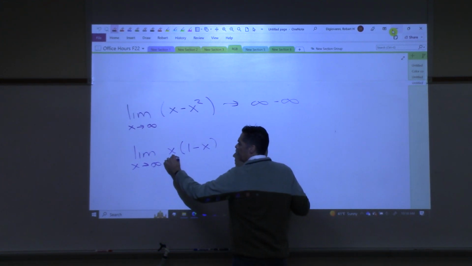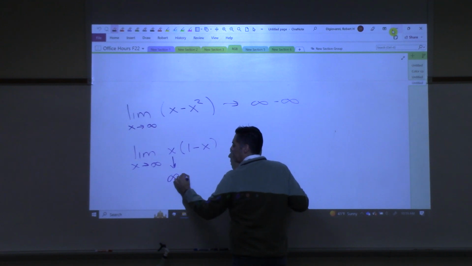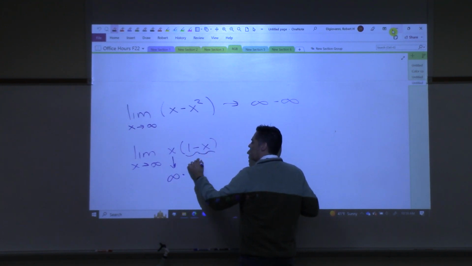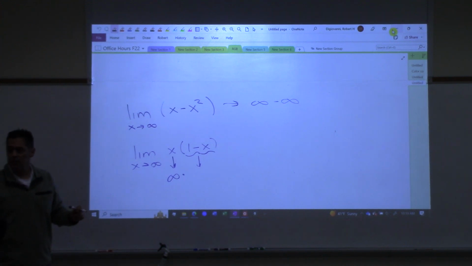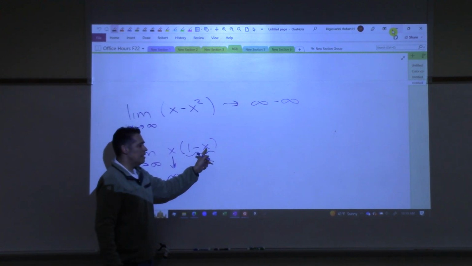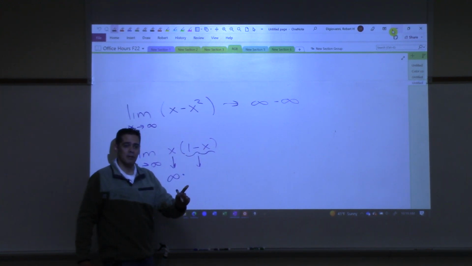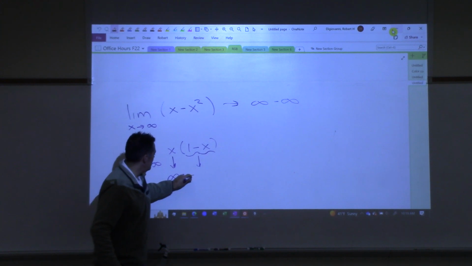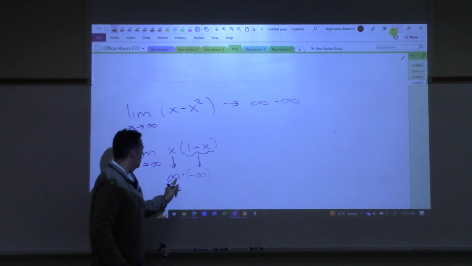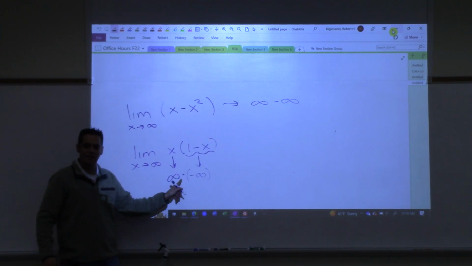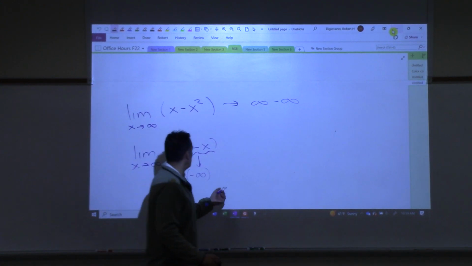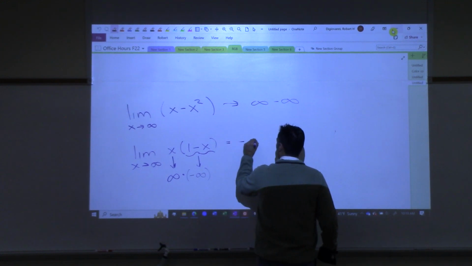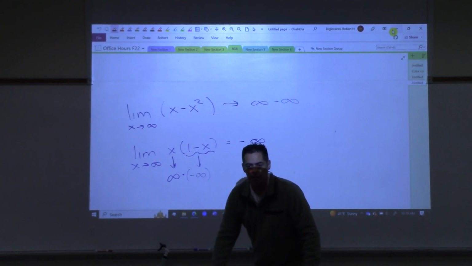So this is headed to where? Infinity times, careful, what's that headed to? 1 take away infinity. What? Negative infinity. You don't see that? It's different. 1 take away infinity is a negative number, and it's huge. So this is negative infinity. And you are multiplying these. A positive times a negative is negative. And so this should become a huge negative number. So this should be negative infinity. Do y'all see it?